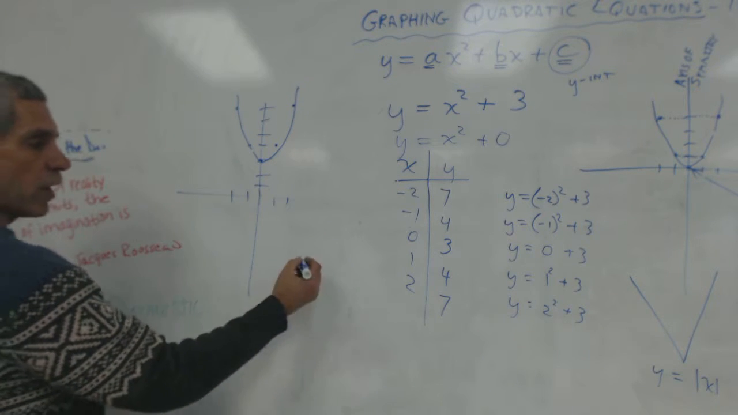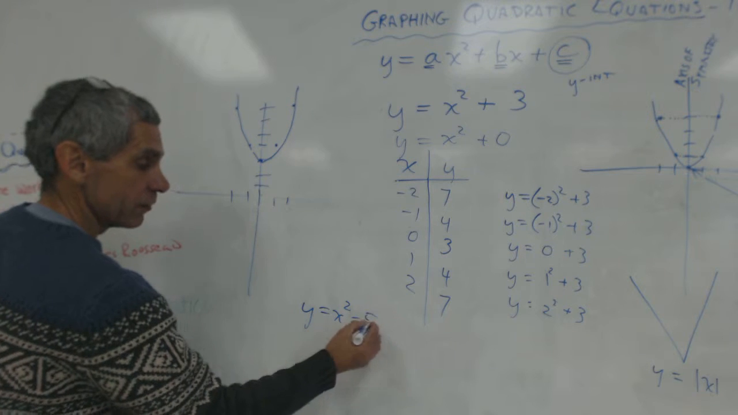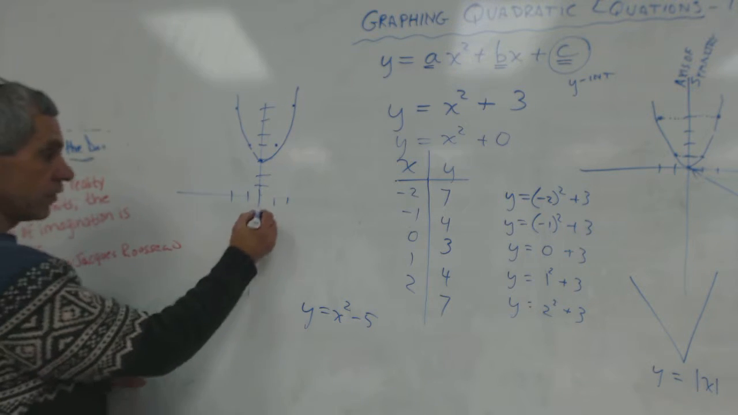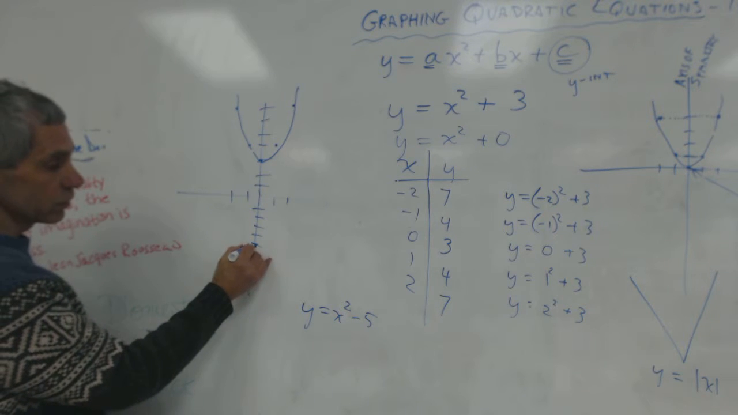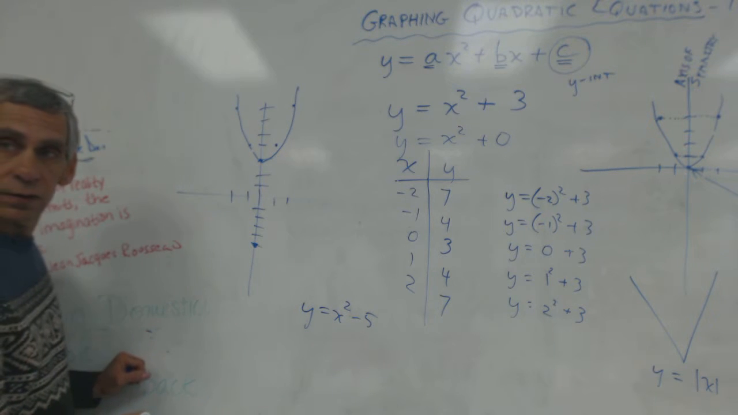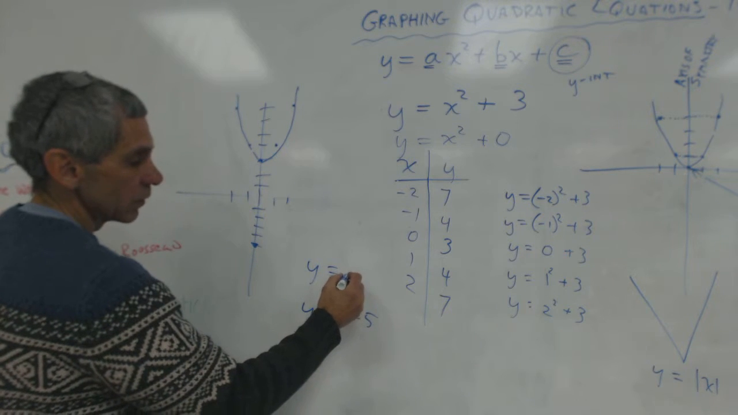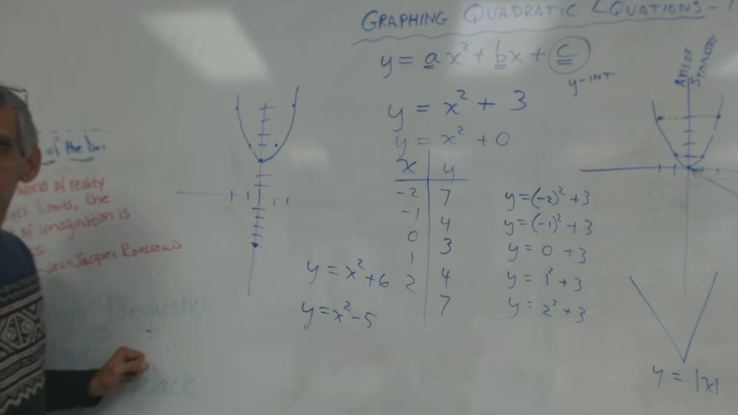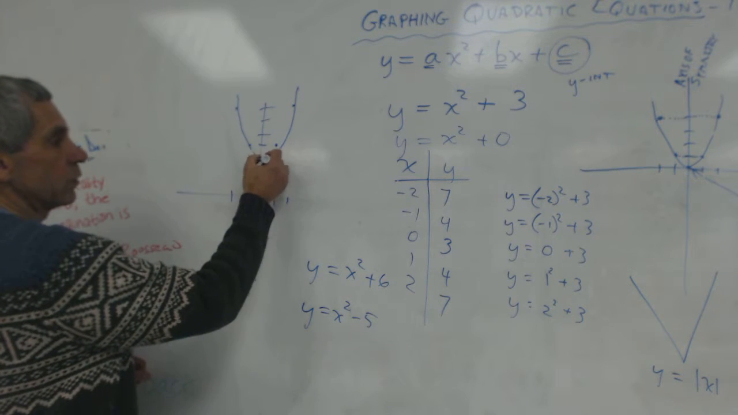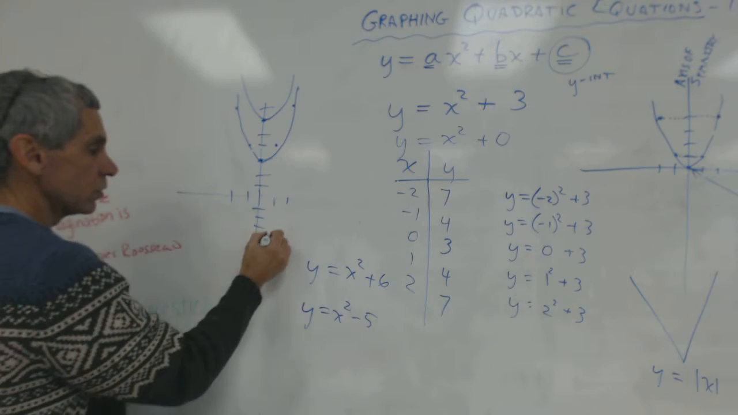So where do you think the y-intercept is going to be if I said y is equal to x squared minus 5? At -5. 1, 2, 3, 4, 5. I know it's going to start there. Does that make sense? See what I mean? y is equal to x squared plus 6. Where's it going to be? At 6, right? 3, 4, 5, 6. That's going to be there. I know this is going to go up like this.